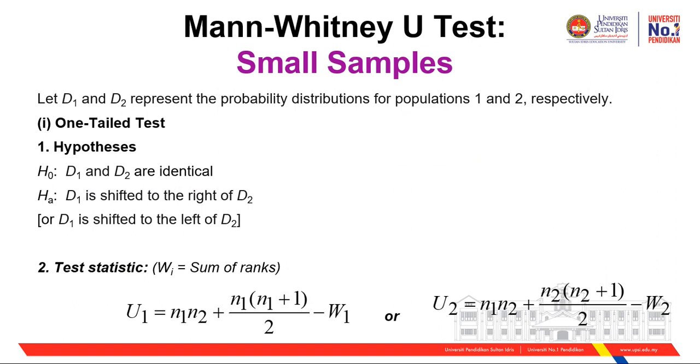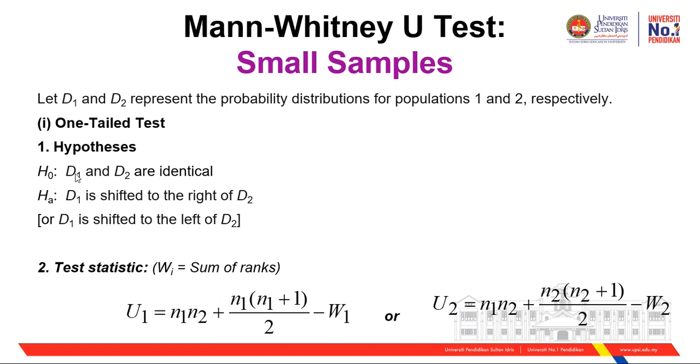Okay, let's first look at the small sample analysis. I will divide into two: one tail test and two tail test. So the first step as usual is hypothesis: hypothesis null, hypothesis alternative. This is another way to write down the hypothesis.